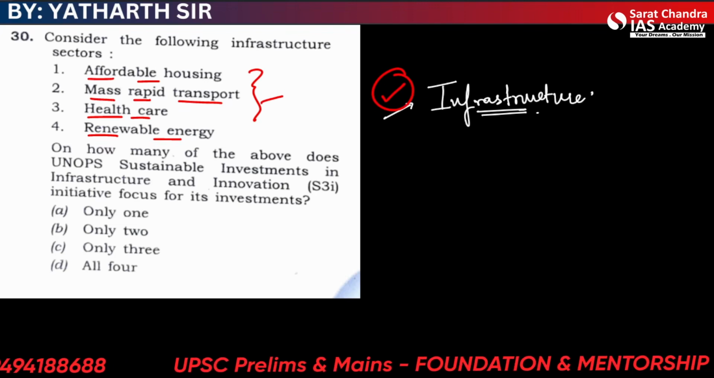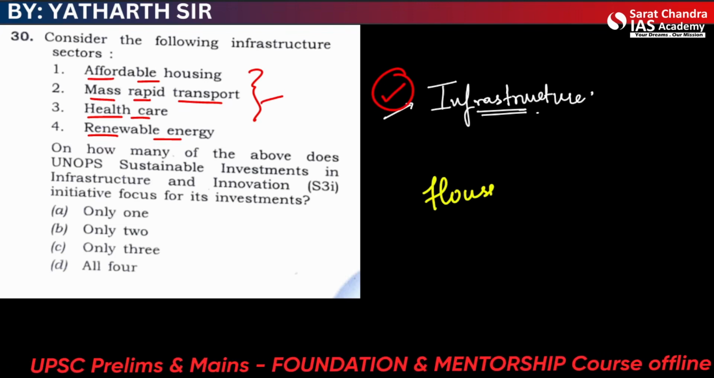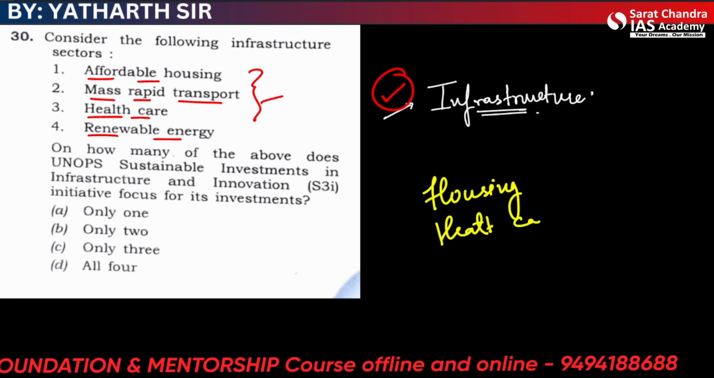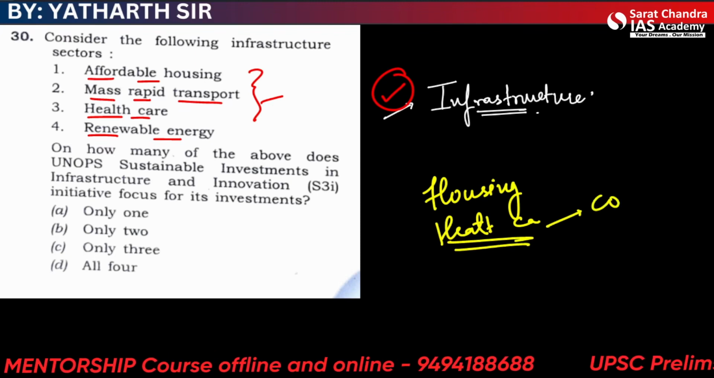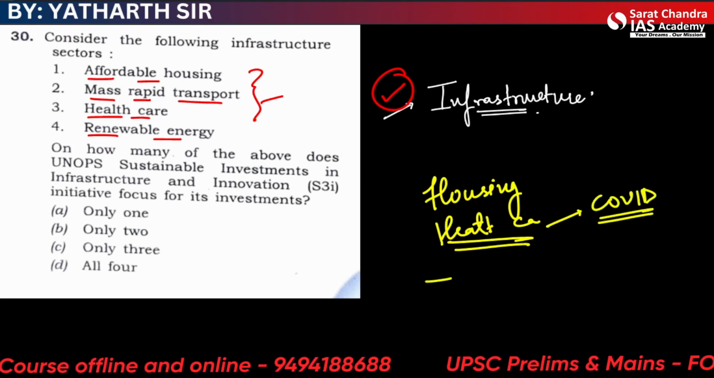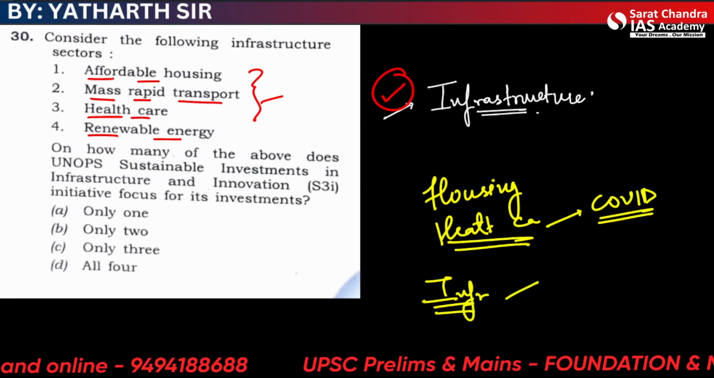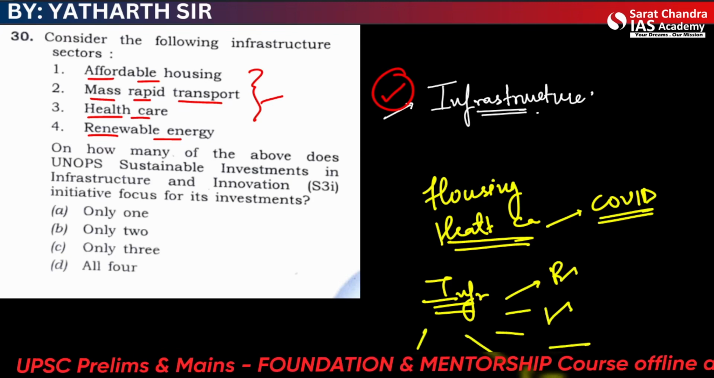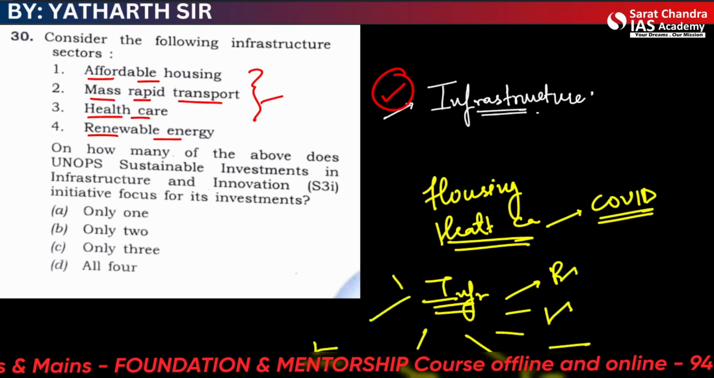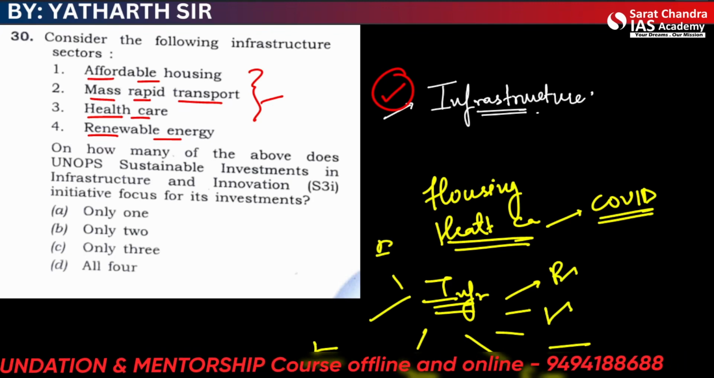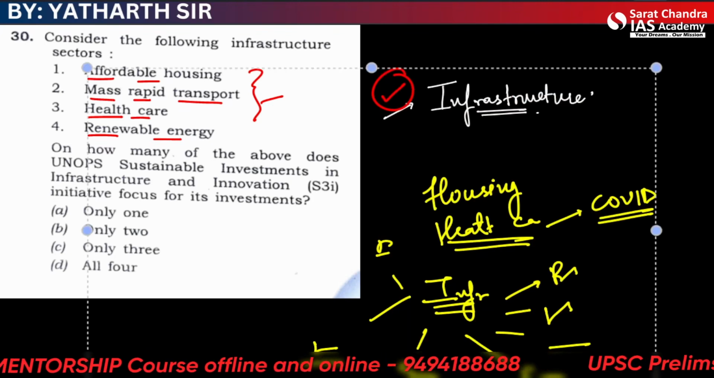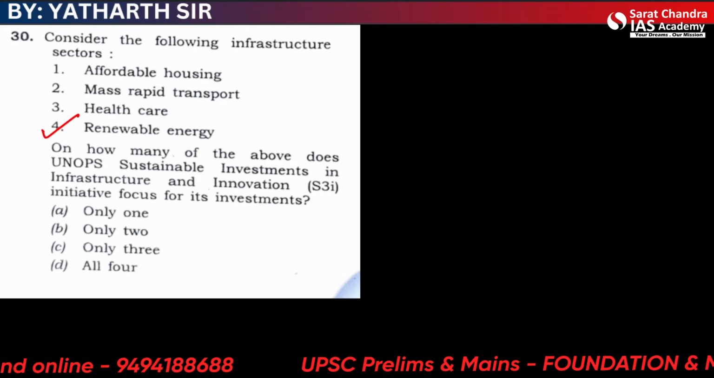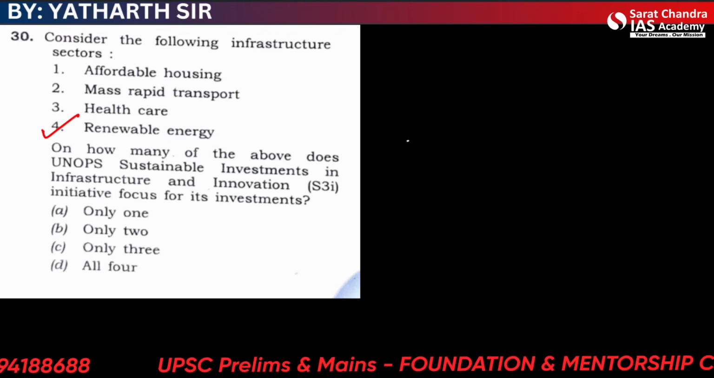Whether you are talking about housing or healthcare, and this was mostly seen very recently in COVID. What was healthcare infrastructure? Be it beds, hospitals, machineries, supply chain, transport systems, accessibility, delivery, all these are parts of healthcare infrastructure. All right, let's move forward and see the fourth option here, renewable energy. This has been much in the news and it's a large part of infrastructure.